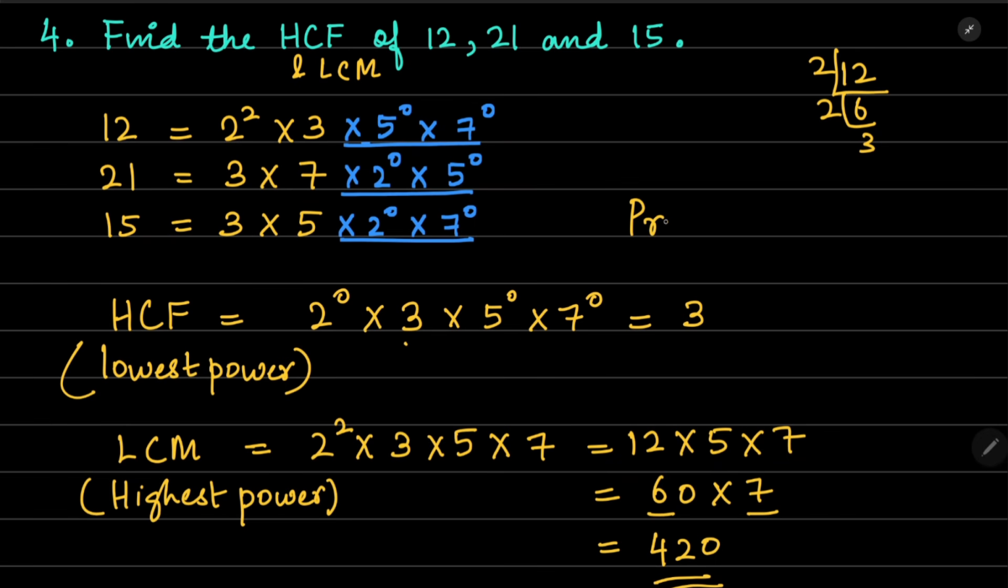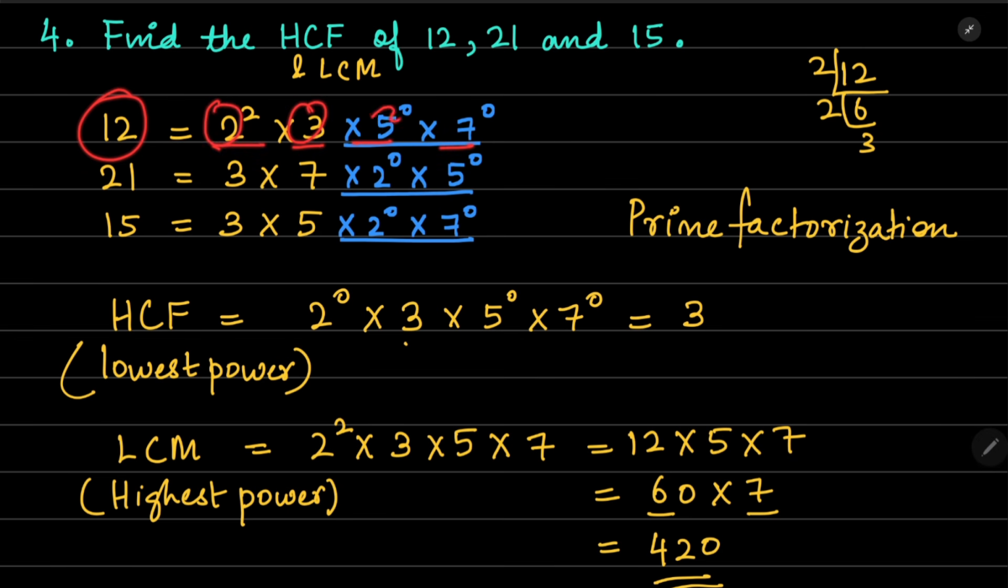The method that we have used here is called prime factorization. Why is it called prime factorization? Because any given number is broken down into a product of prime numbers. 2, 3, 5, 7 are all prime numbers. And what are prime numbers? All the numbers that have only 2 factors, 1 and the number itself. And any composite number, that means all the numbers that have more than 2 factors, can be expressed as a product of prime numbers.